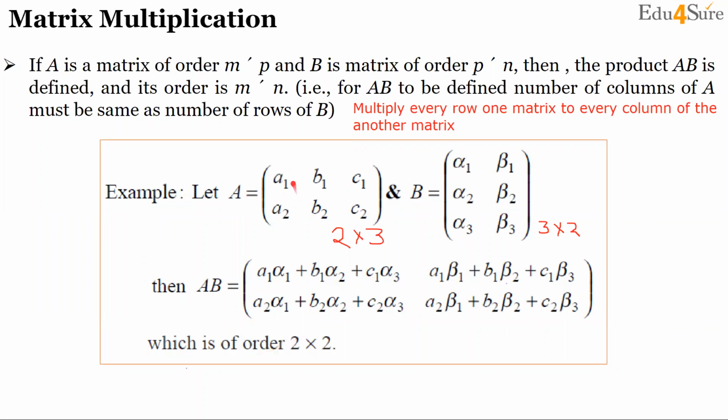Here you can see A1 multiplied with this element, plus this element to this element, then this element to this element. As I said, every row to every column. So A1 into this, plus B1 into this, plus C1 into this, A3. Now we are done with the first column. Now it is the turn of the second column: A1 into beta 1, B1 into beta 2, C1 into beta 3. Now we are done with the first row, because we have multiplied every row to every column of another matrix.